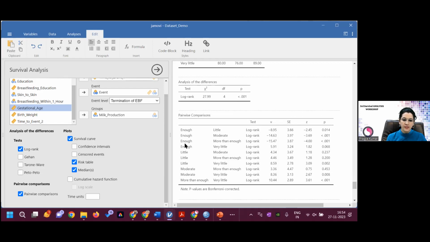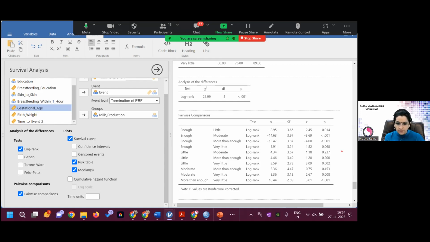That means with enough, it will compare these 3. With little, it will compare these 3, and with moderate, with the remaining. It has performed all of these, and you can see the p-value. So you can see all of this is significant, but this is not significant between little and moderate. If you see, these 2 values are not significant.